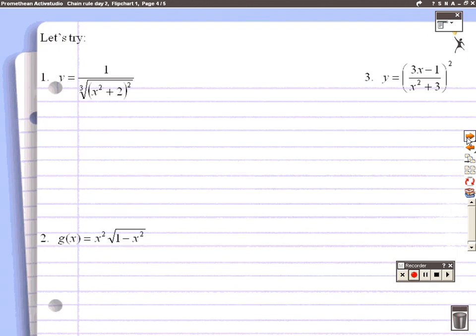Alright, let me do a few more examples for you, and then you're going to have the rest of the class period to work on some more problems in small groups, and make sure that nobody leaves without knowing how to apply the chain rule.